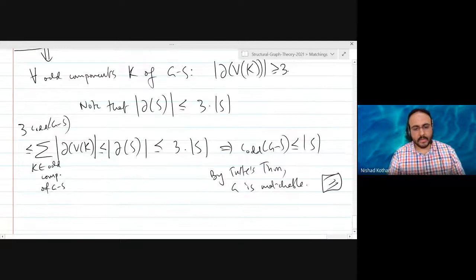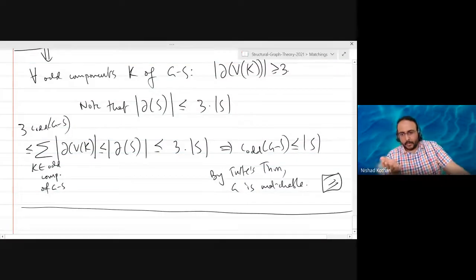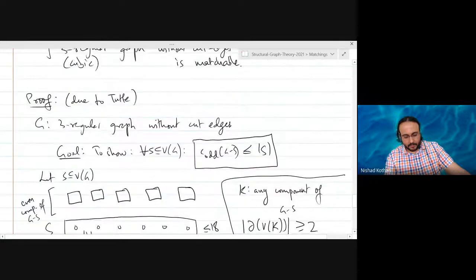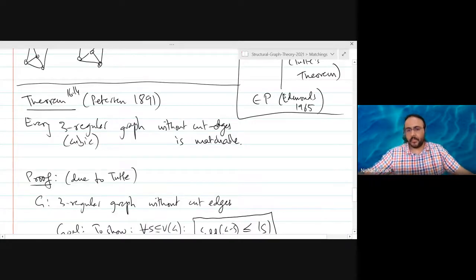Good. Is this clear? Are all the inequalities here clear? Are there any questions or concerns? Okay. Right, so that's a very easy proof of Petersen's theorem. You just need to now prove Tutte's theorem. And even that is significantly easier than Petersen's original proof of this result. It is generally called Petersen's theorem, but typically this is the proof you will see because it's much easier.